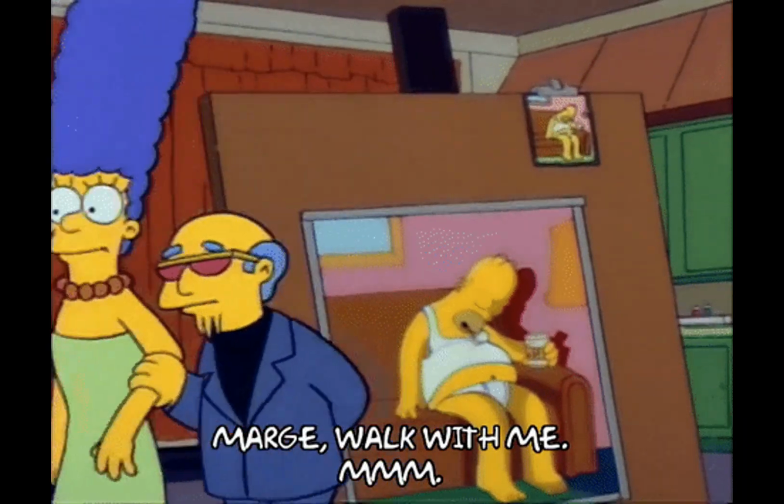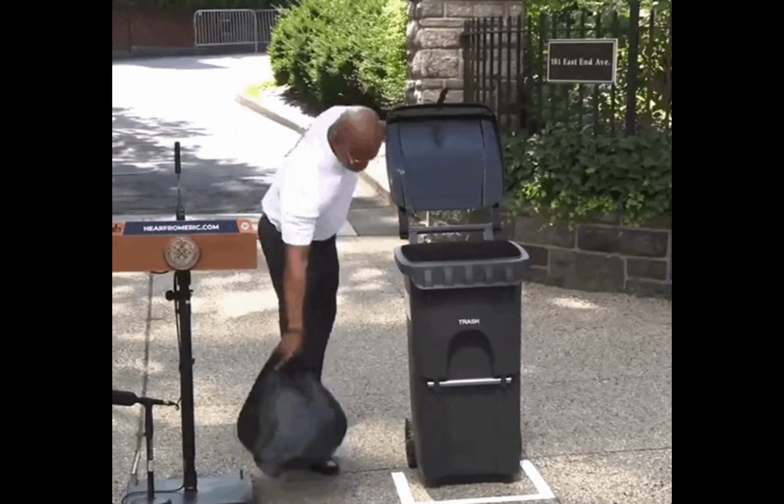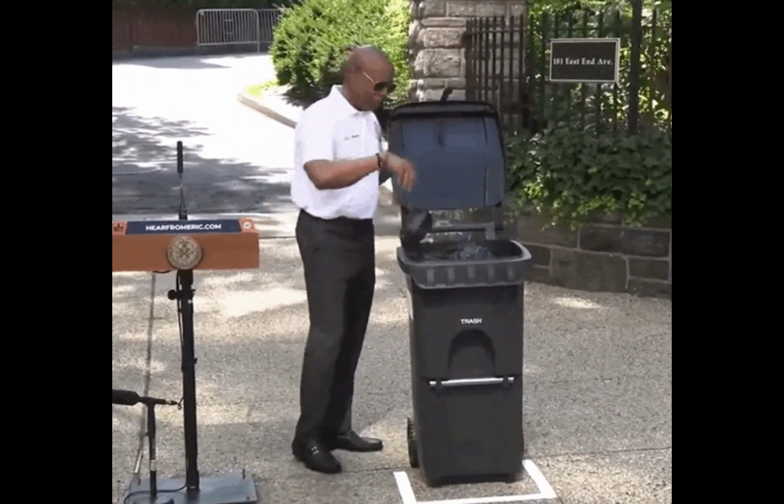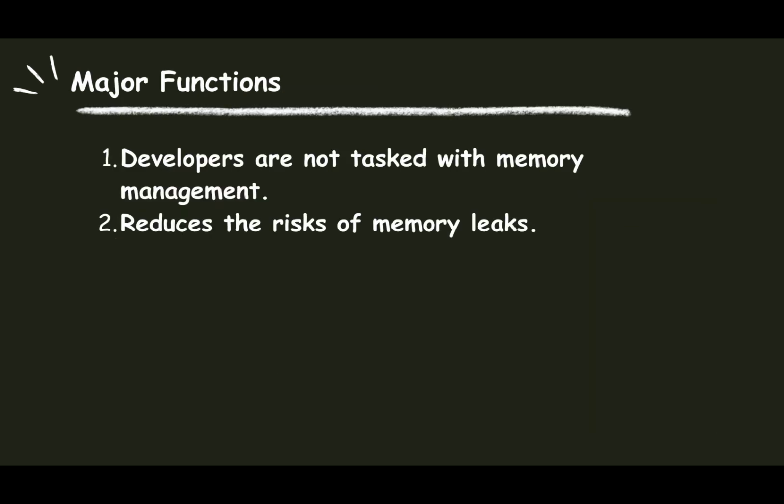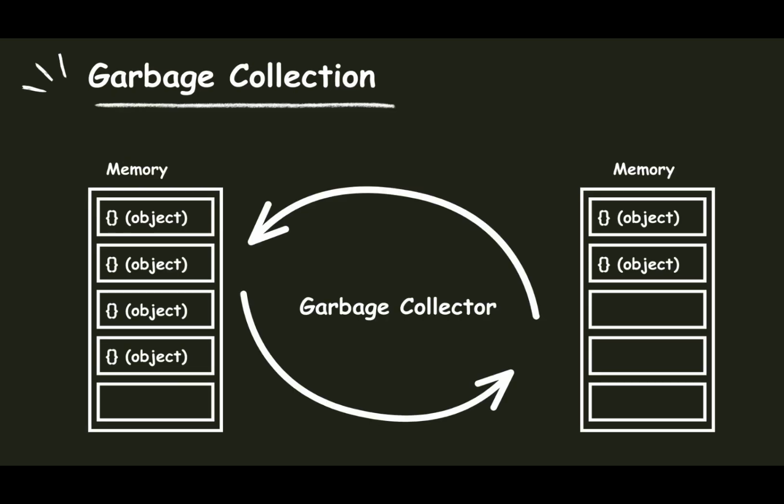Let's start with garbage collection. What the hell is garbage collection? Garbage collection is a form of automatic memory management that involves automatically reclaiming memory in a computer program that is no longer being used. It frees the developer from manually tracking and releasing memory, reducing the risk of memory leaks. The garbage collector attempts to reclaim memory that was allocated by the program but is no longer referenced. Such memory is termed garbage.